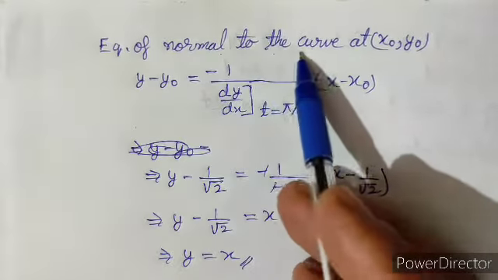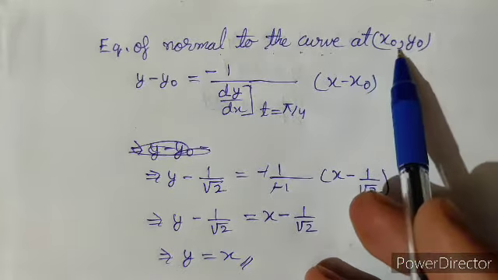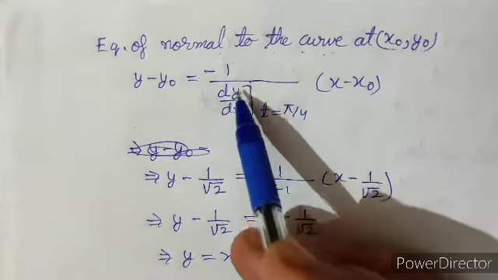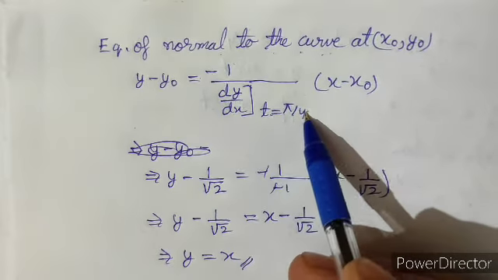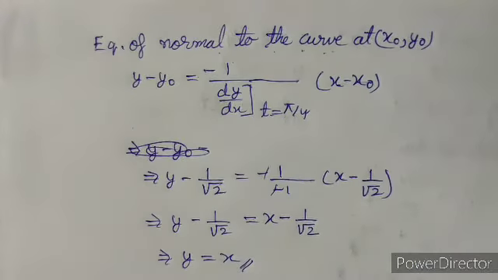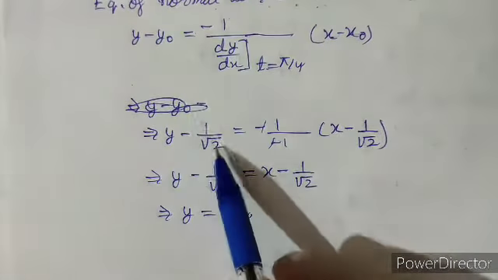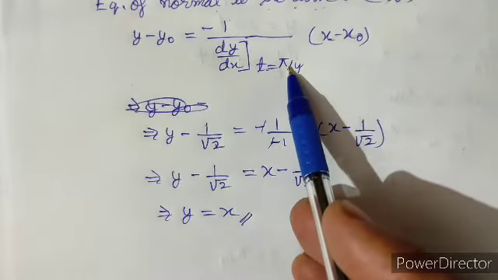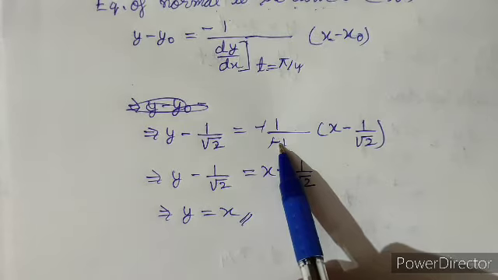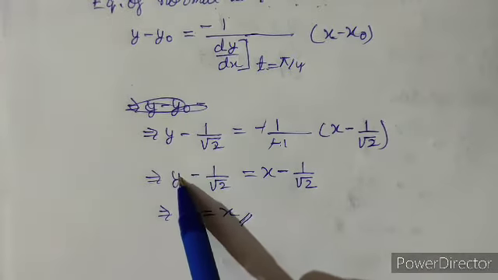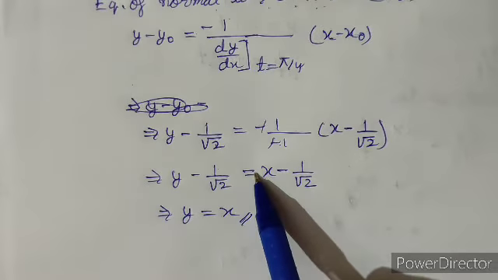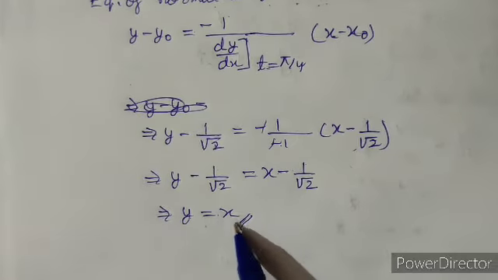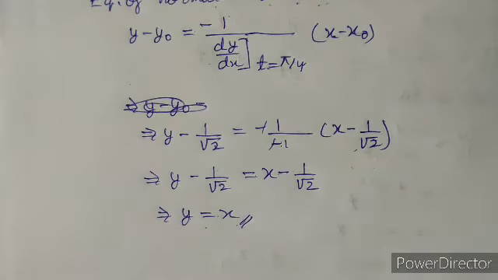So equation of normal to the curve at point (x0, y0) is given to us by y minus y0 equal to minus 1 upon dy by dx at t equal to pi by 4 into x minus x0. Now y0 was 1 by root 2, x0 was again 1 by root 2, and dy by dx at t equal to pi by 4 was equal to minus 1. Now here it will give us y minus 1 upon root 2 equal to x minus 1 upon root 2, and this will give us y equal to x, the equation of normal to the curve.